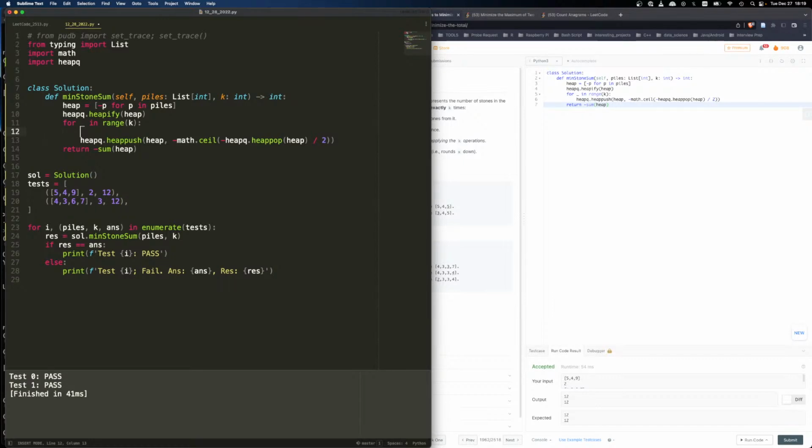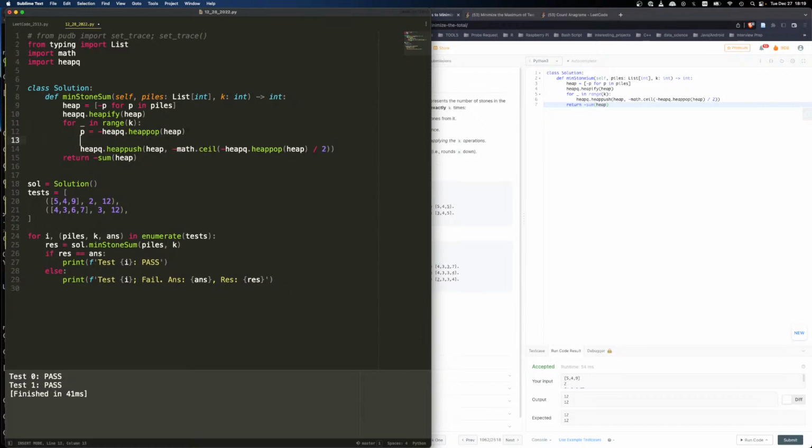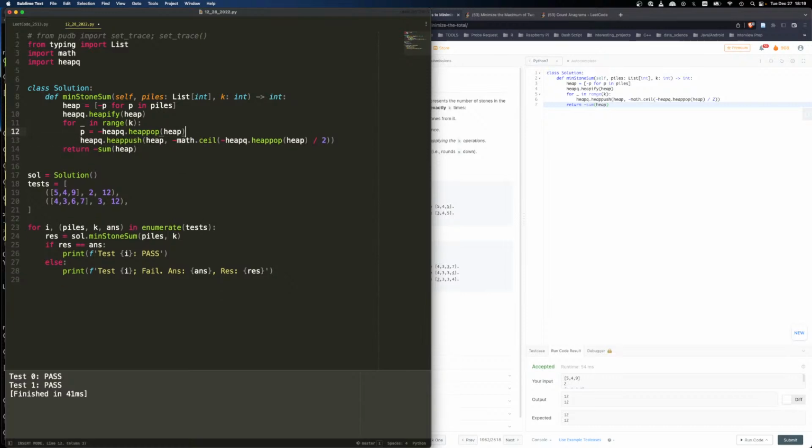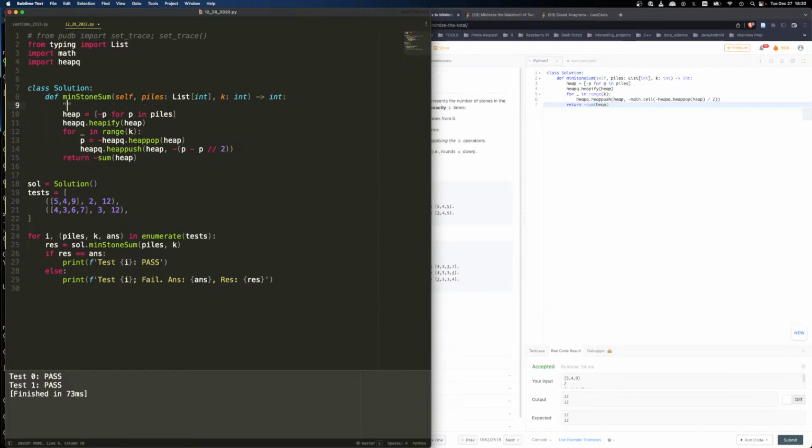Okay, so we can say p equal to minus heap q dot heap pop, right? And then we shall put in p minus p divided by 2. There we go, that's the right one. I was wrong.